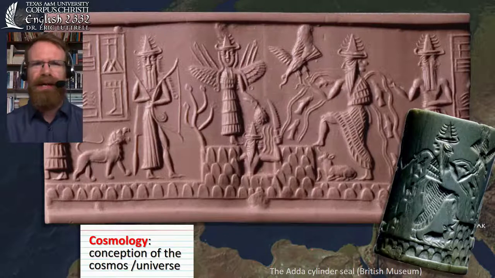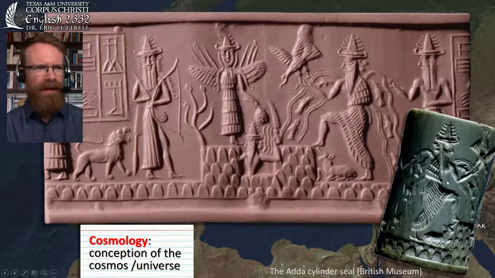This is called the Adda cylinder seal. It has these inscriptions or carvings of images in reverse. And what you do is you take that and roll it in wet clay, and then you can see the image the way it's meant to look. So it works like a stamp. And on this seal, we see some characters that we can recognize if we know enough about them.